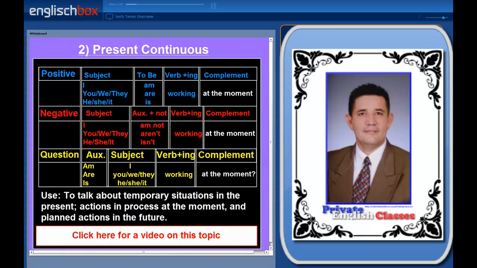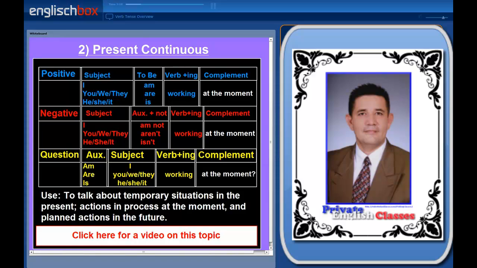Moving on to the present continuous. We use the present continuous to talk about temporary situations or actions in process happening in this moment. We can also use it for planned actions in the future when we use a time expression with this tense. And so we form or structure this tense in the following way. We have the subject, I, you, we, he, she, it, or they, then the verb to be in its conjugated form. This is the auxiliary in the present continuous, then the verb plus ing, and then the complement.